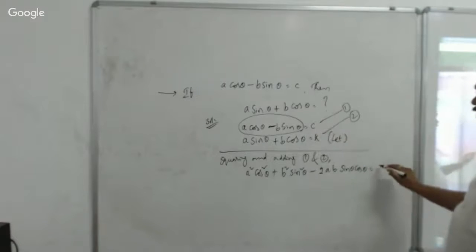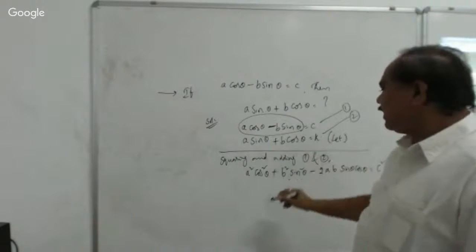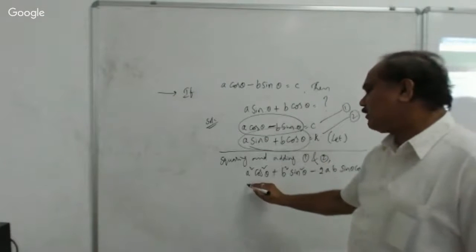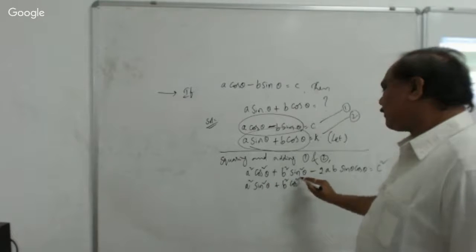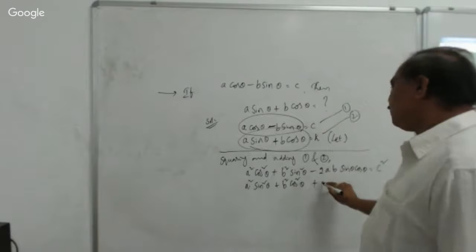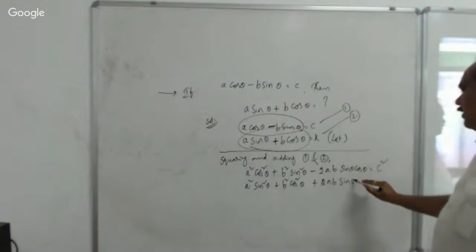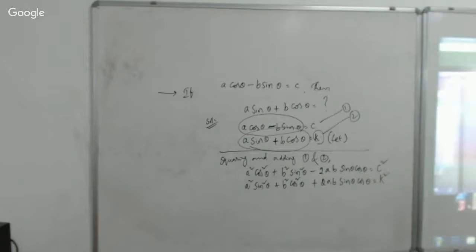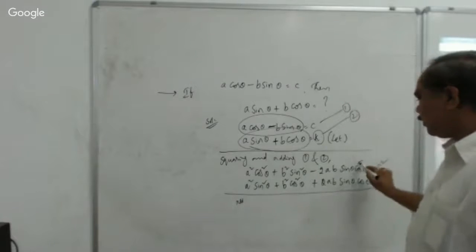On RHS, we have c square. On squaring, we are getting this result. Similarly, for the second equation, it is a plus b whole square. A plus b whole square means a square plus b square plus 2ab sin theta cos theta equal to, on the right-hand side we have k, on squaring we have k square.